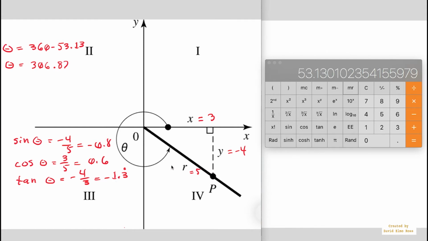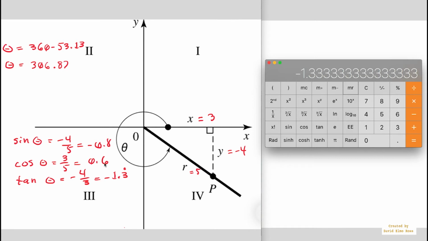Now the angle that we've got all the way from here to here is going to be 360 degrees minus this angle, which will give us the total angle here. So let's change sign on this, add 360, and put that into memory. This is the angle that we've got all the way around from here to here. So let's validate that these work. Sine is minus 0.8, cosine is positive 0.6, and tan is minus 1.3.